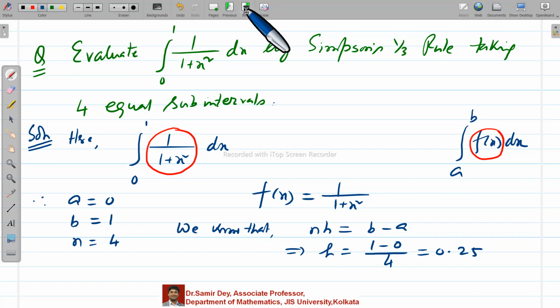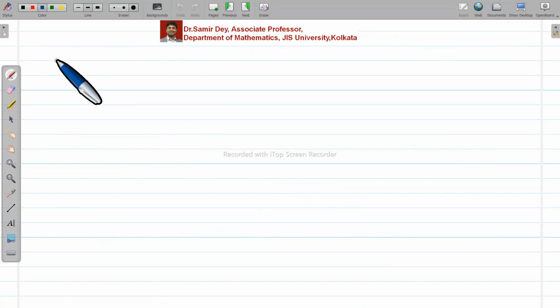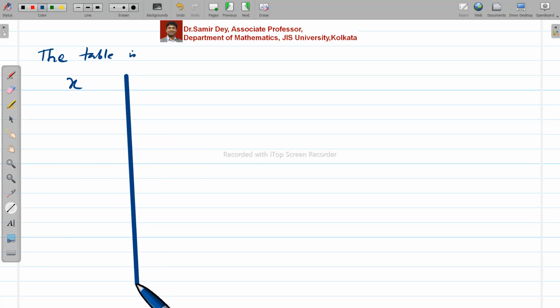Your second step is all about the table. So please write down the table. The table is very important, because the rest of the calculation is based on your table. So please write down your x. What is your x? First you write, then I can explain everything. Then you write down your fx.